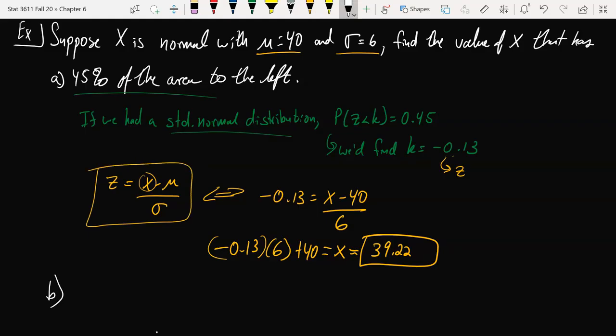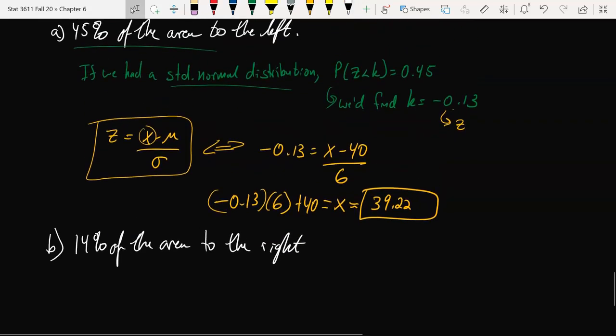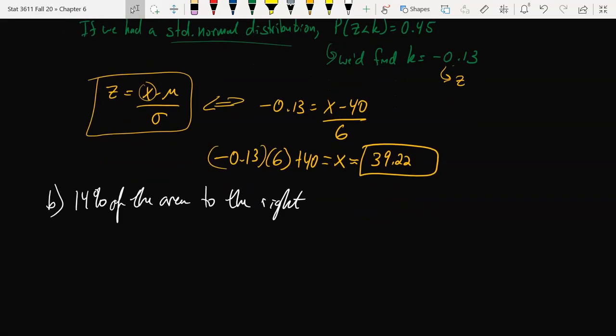Let's take another question with a similar distribution. So that was 45% of the area to the left. Let's go 14% of the area to the right. Okay, so think about 14% of the area to the right here.